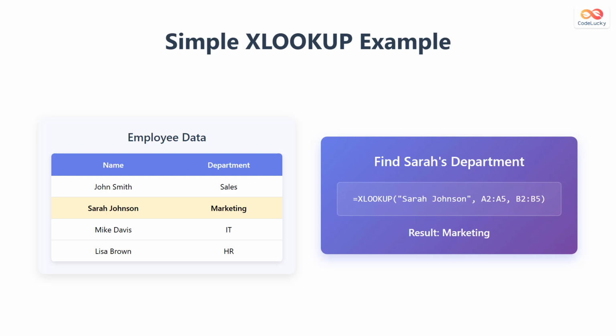Here's a simple example of how to use XLOOKUP. Imagine a table containing employee names and their respective departments. To find Sarah Johnson's department, you can use the formula XLOOKUP("Sarah Johnson", A2:A5, B2:B5). In this formula, we're searching for Sarah Johnson in cells A2 to A5 and returning the corresponding value from cells B2 to B5. The result would be marketing.